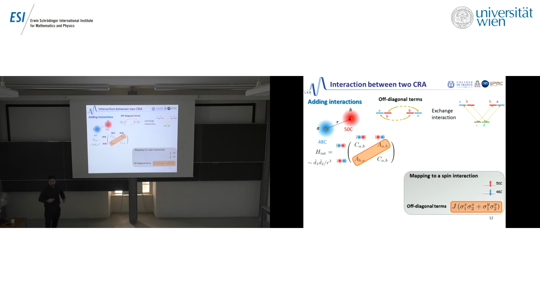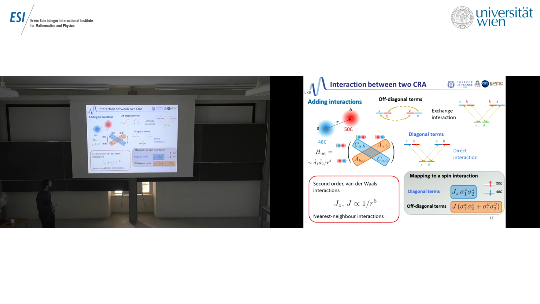Here you recognize the first ingredient that I mentioned for the Hamiltonian of this spin one half chain. Then if you look at the diagonal term of this interaction Hamiltonian, it's a direct dipole-dipole interaction between 48-48 and 50-50. This is exactly the Ising term that I mentioned at the beginning. What's important here is that these circular Rydberg levels have no net dipole, so they interact via second order van der Waals interactions. This scales as 1 over r to the 6, so that's a really pure nearest neighbor interaction.